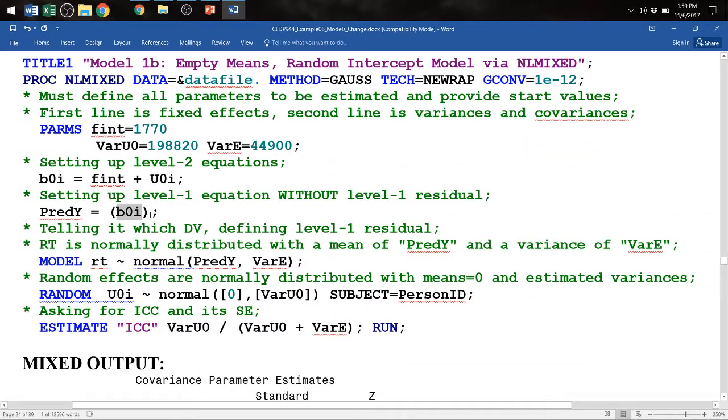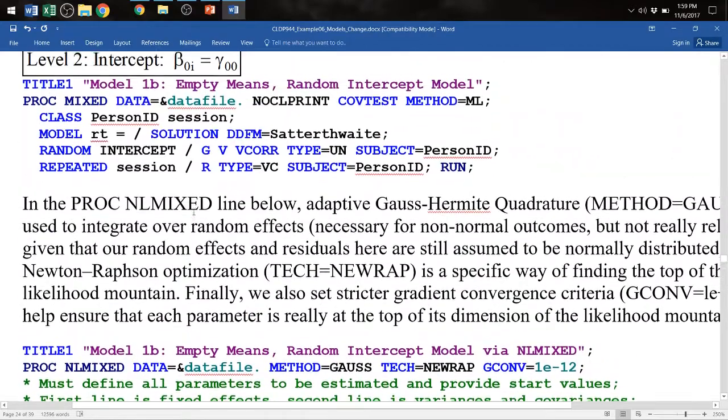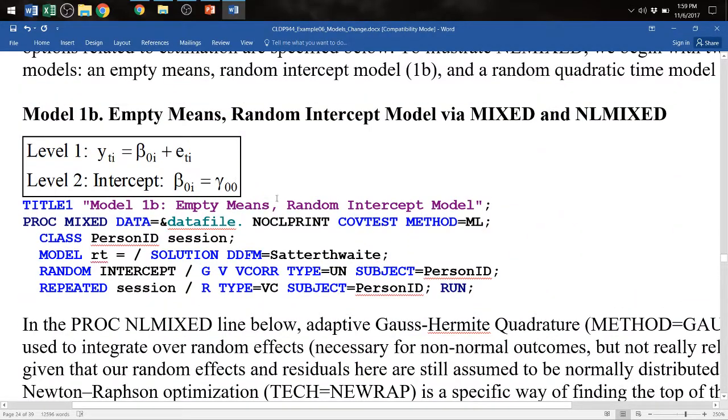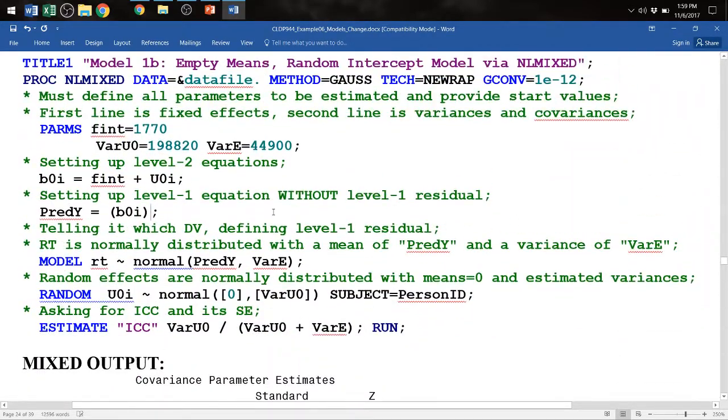The only thing that's missing for my level 1 equation that shows up here, this E, goes in a different place. What we're saying is that response time, my outcome, has a normal distribution with a predicted value given by the model, right here, all that stuff, and it has a residual variance to be estimated because it's listed up here.